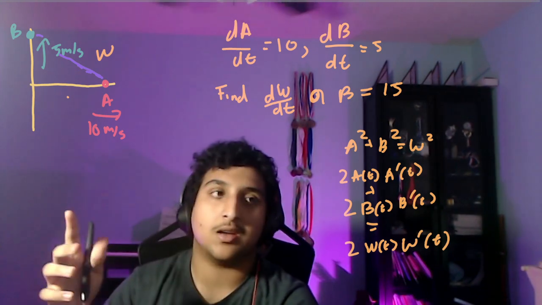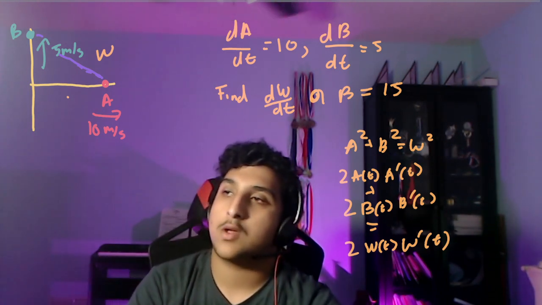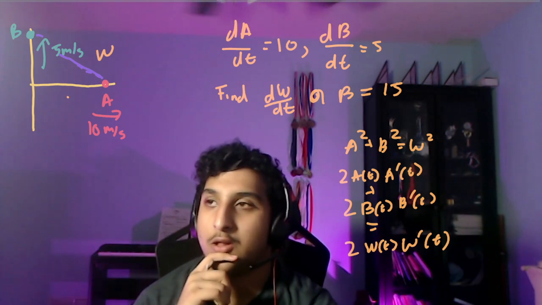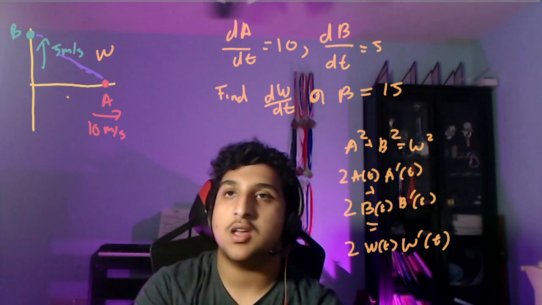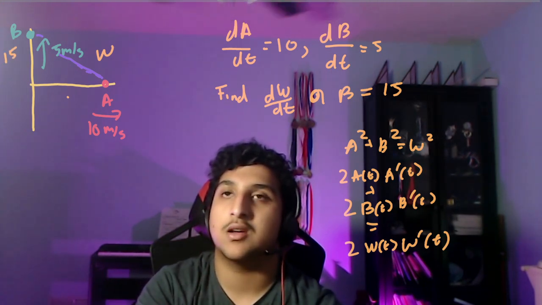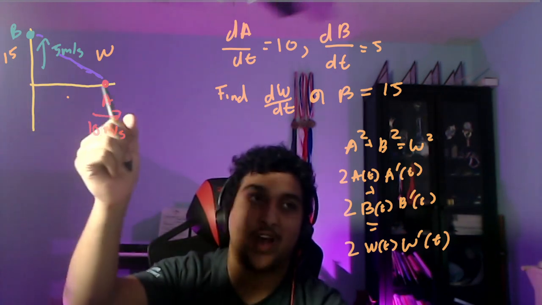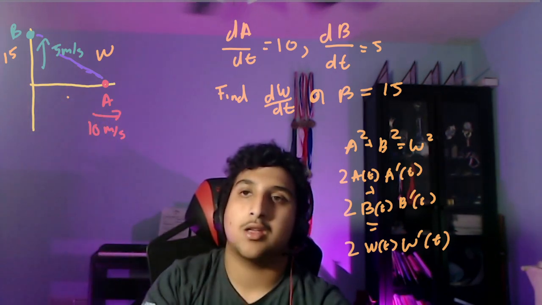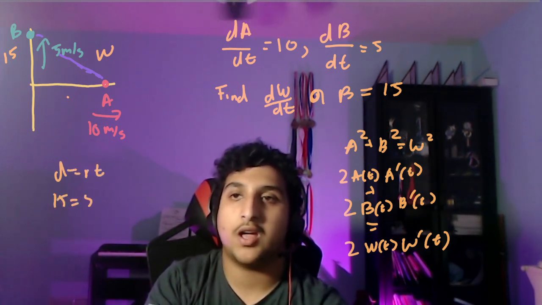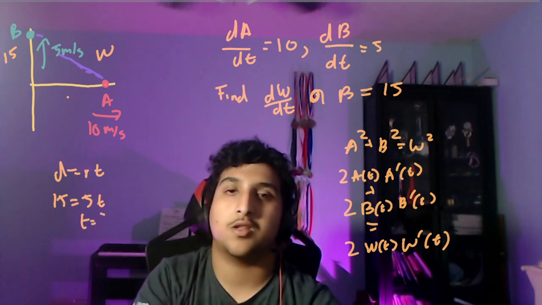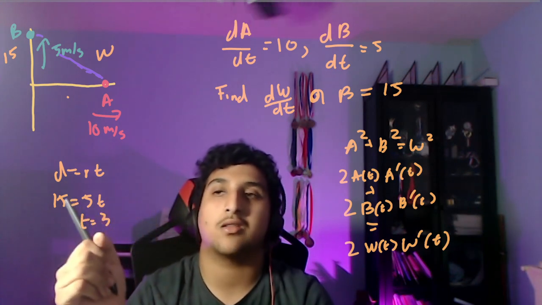We know what b of t is, and we can also find other variables as well, right? So if b is at 15, so 15 meters from the origin, and it has been traveling at 5 meters per second the whole time, distance is equal to rate times time. The distance is 15, the rate is 5, and then t. t is equal to 3. What does it mean? It's been 3 seconds. So A has been traveling for 3 seconds then.